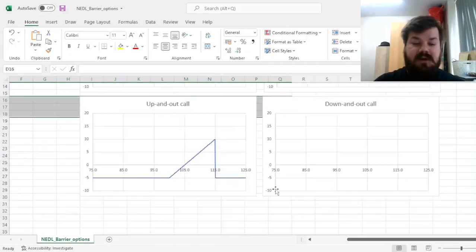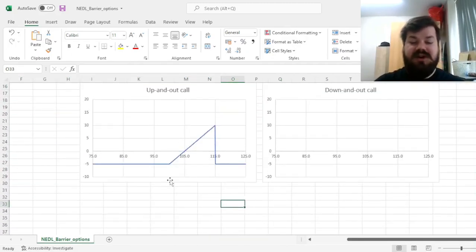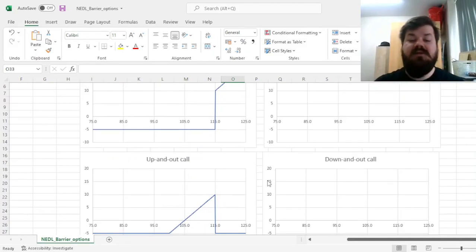For the up and out call, the payoff structure is to some extent the reverse. We do gain the conventional long call exposure, but only until the underlying reaches 115. At 115, the option ceases to be active, and we continue to just lose the premium if the share price is in excess of that. And that can be nicely corresponded to various forecasts that an option trader might have.